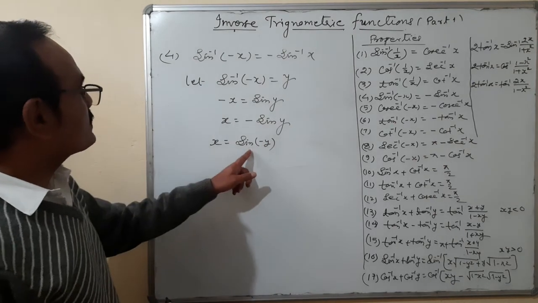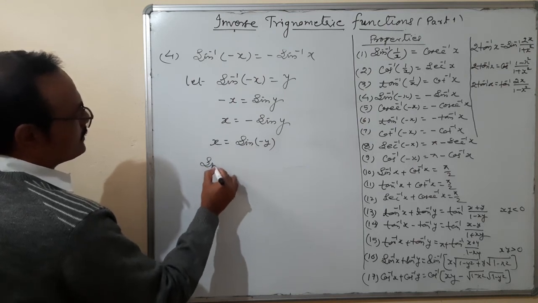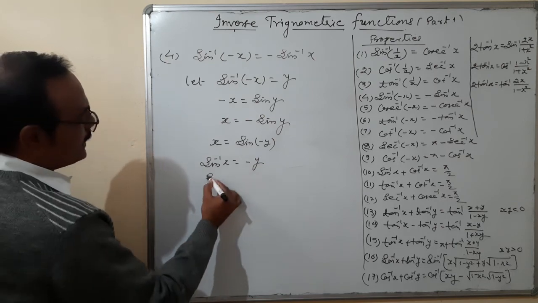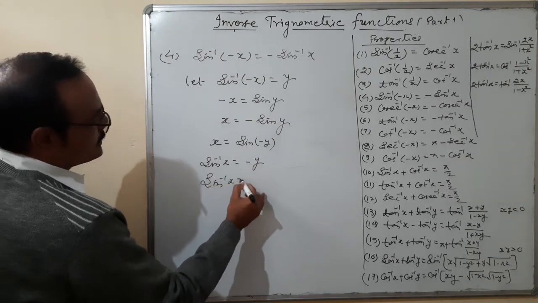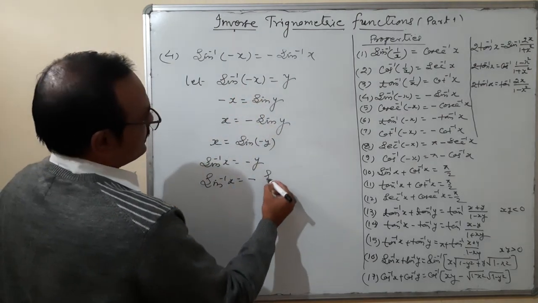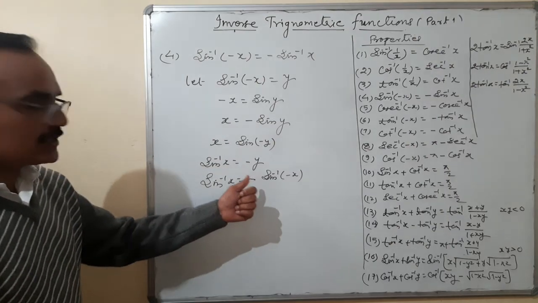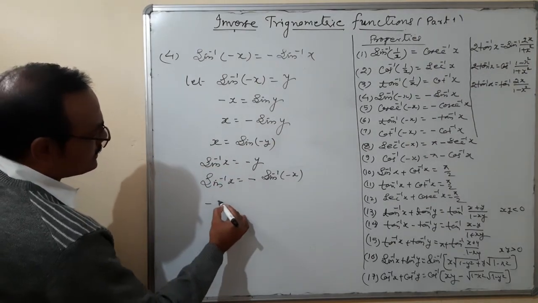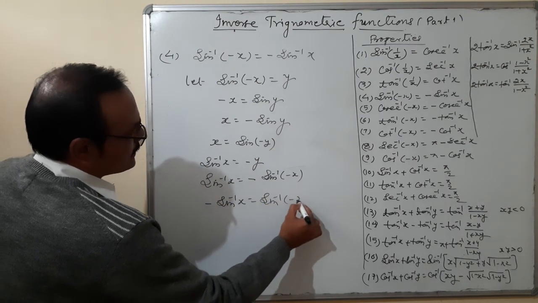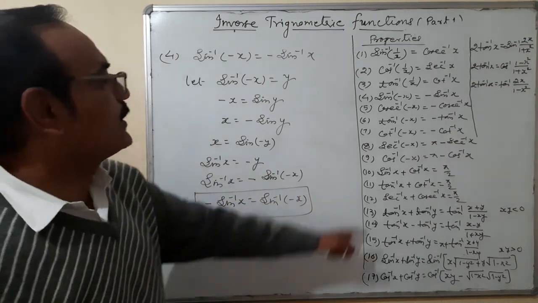And what does it mean? Sine inverse x is equal to minus y. So sine inverse x is equal to minus, and what is the value of y? Sine inverse minus x. Then the result is that this minus is shifted here: minus sine inverse x is equal to sine inverse minus x. This is the proof of identity number 4.